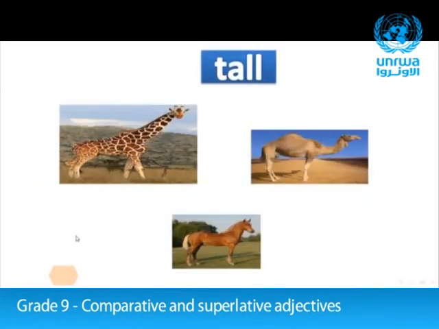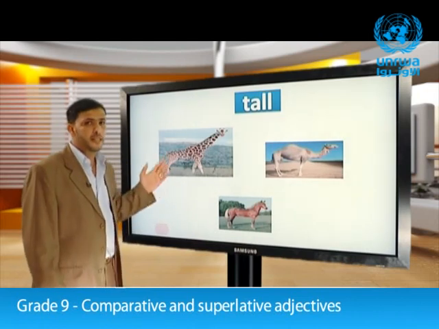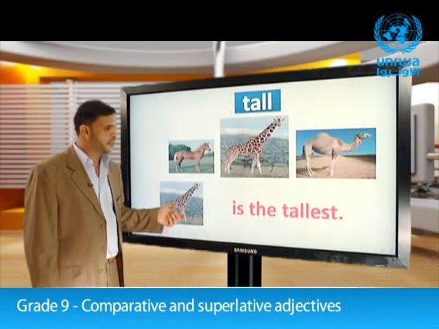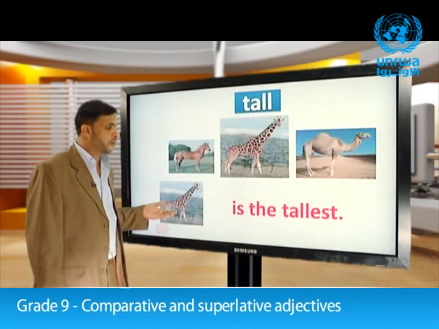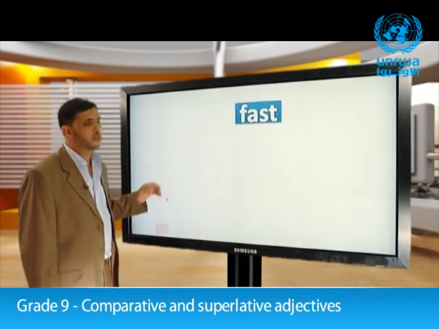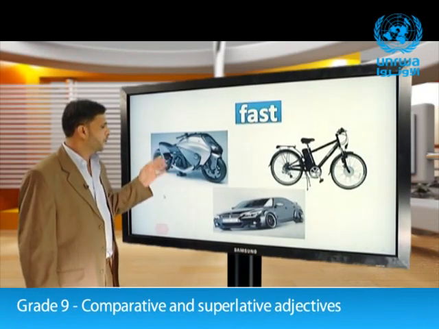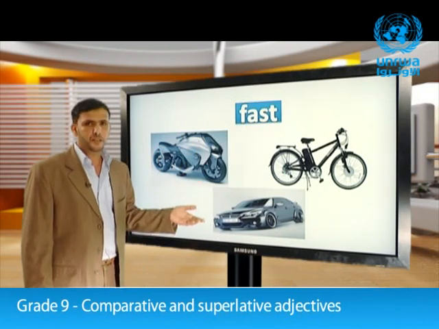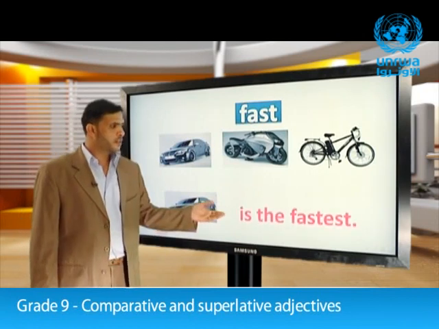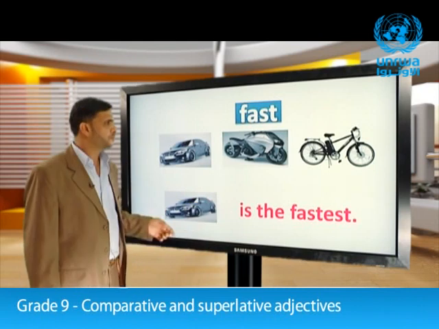Look at another example. Tall. I have 3 animals. These animals are tall. But, of course, the giraffe is the tallest. The giraffe is the tallest. Look. Fast. I have 3 vehicles: a motorbike, a bike, and a car. But the car is the fastest. The car is the fastest.